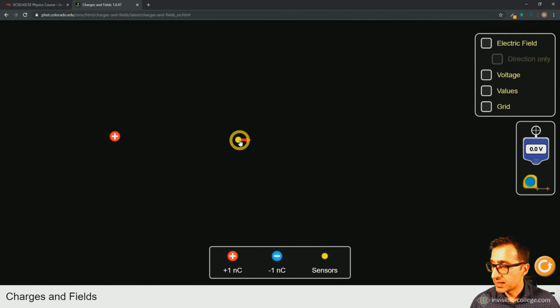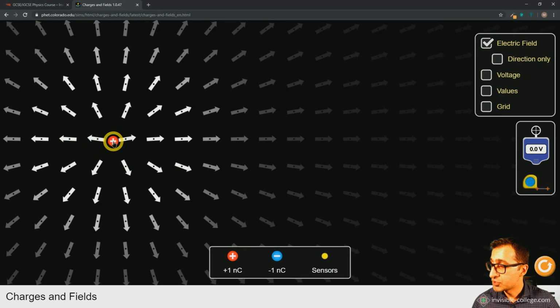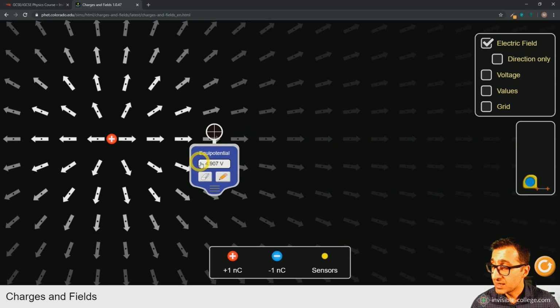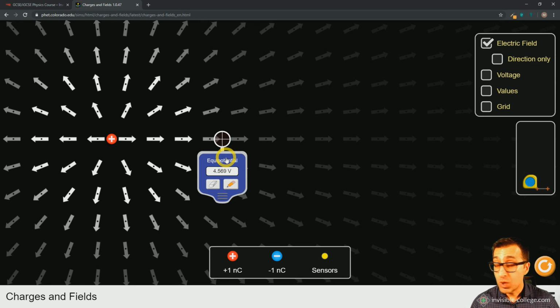Let me switch off the electric field. So if we have this positive charge, we know that we have an electric field around this positive charge. And the electric field is, again, a vector quantity, a quantity which describes the direction and the magnitude, the strength of a force experienced by another charged object at all points in space around the object causing the field. Now, we can measure the potential in volts at every point in this field. Now, the potential is a way of describing the work done, the amount of energy transferred per unit of charge, per coulomb of charge that's been moved from an infinitely distant point to this point here.